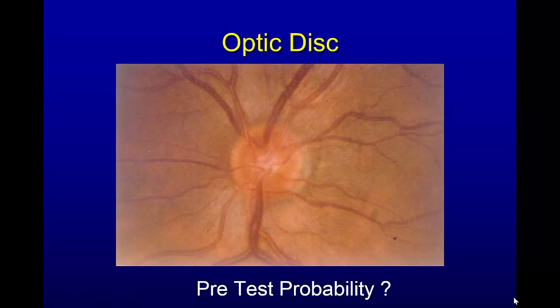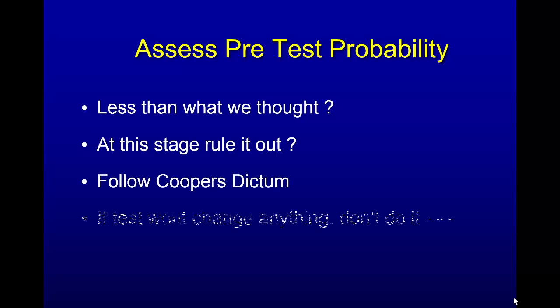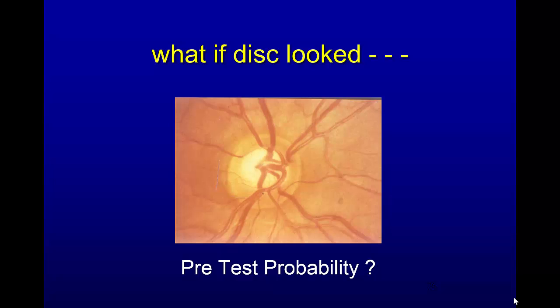No, that's fine. Is it less than we thought? With that disc appearance, can we rule it out? And if you are lowering that probability, you follow Cooper's dictum. If the test is not going to change anything, you don't do it. So clinically, you started with 2%, you look at that disc and you say, no, not 2%, less than that. And obviously, clinical training is important.